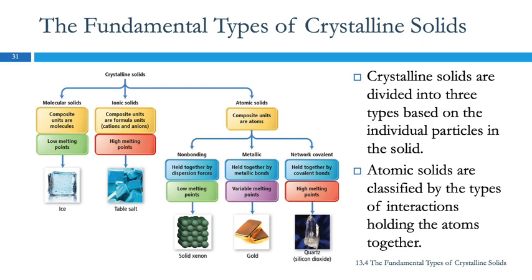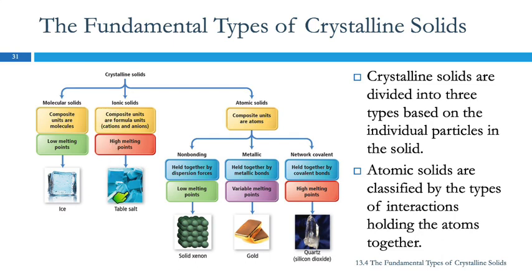Now, these unit pieces have an effect on things like melting point, because molecules can only be held together by intermolecular forces, which are relatively weak. So ice is an example of a molecular solid, but it has a relatively low melting point because it's just held together by hydrogen bonds.